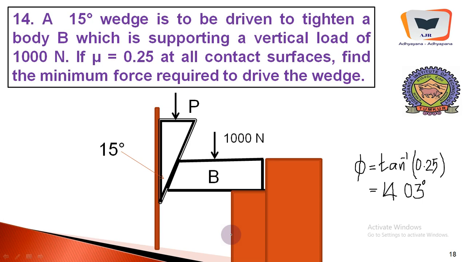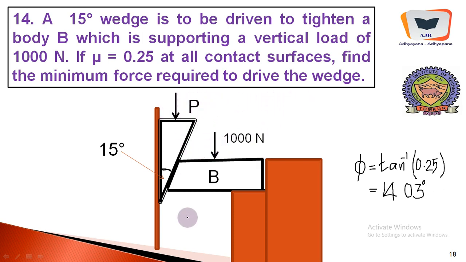And here is the last problem. A 15 degree wedge. This is 15 degree. This is also called the wedge angle. A 15 degree wedge is to be driven to tighten a block B, which is supporting a vertical load of 1000 Newton. This is block B. Mu equals 2.25 at all contact surfaces. Find the minimum force P required to drive the wedge.